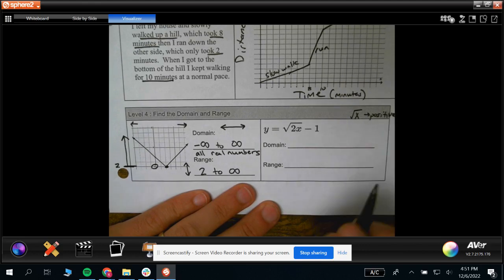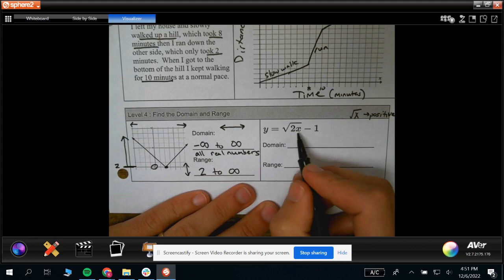We can't take the square root of a negative number. So what values of x are going to make this positive? Well, 2 times a positive number. Could x be 0? Yeah, because 2 times 0 is 0. The square root of 0 is 0.